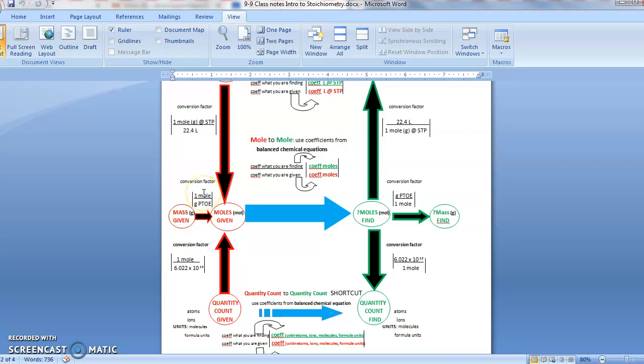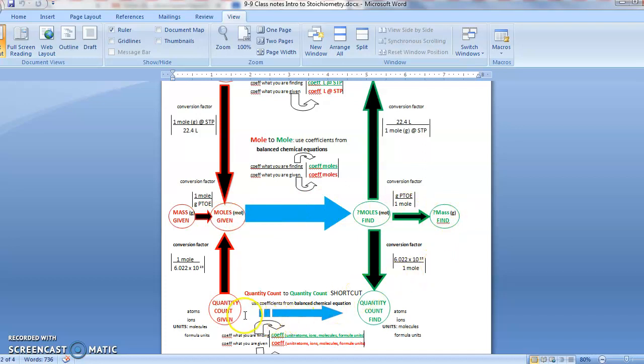Our first step would be to put 1 mole of that substance divided by its molar mass from the periodic table. Then we use the chemical equation, and we would put moles of what we're trying to find over moles of what we're given. That would get us right there, and then we would go to the mass by multiplying by the molar mass over 1 mole. So that would be 1, 2, 3 steps. Many of these problems will be 3 steps.